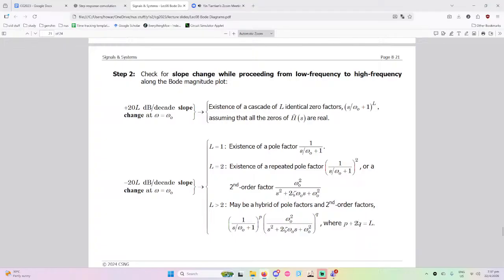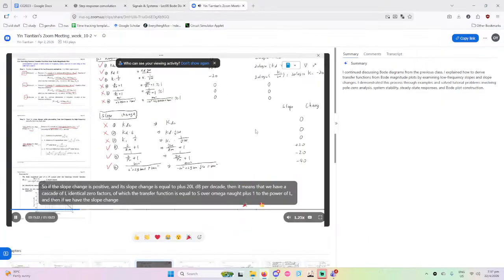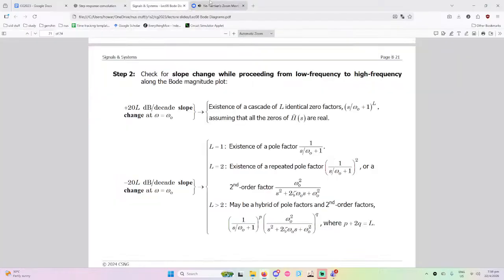Okay. So if the slope change is positive and its slope change is equal to plus 20 L dB per decade, then it means that we have a cascade of L identical zero factors, of which the transfer function is equal to S over omega naught plus 1 to the power of L.